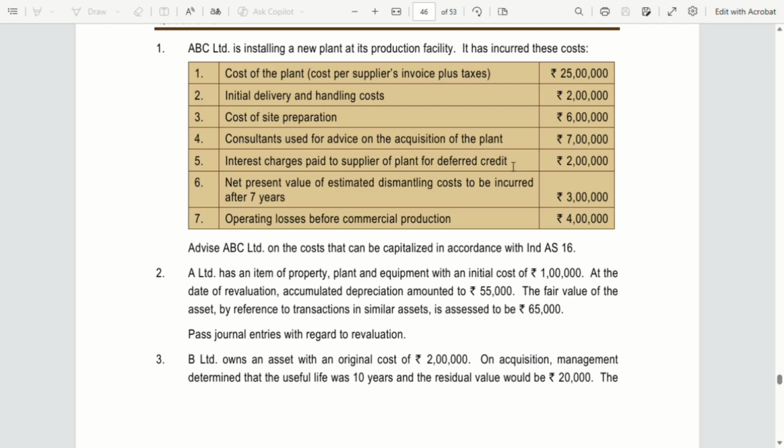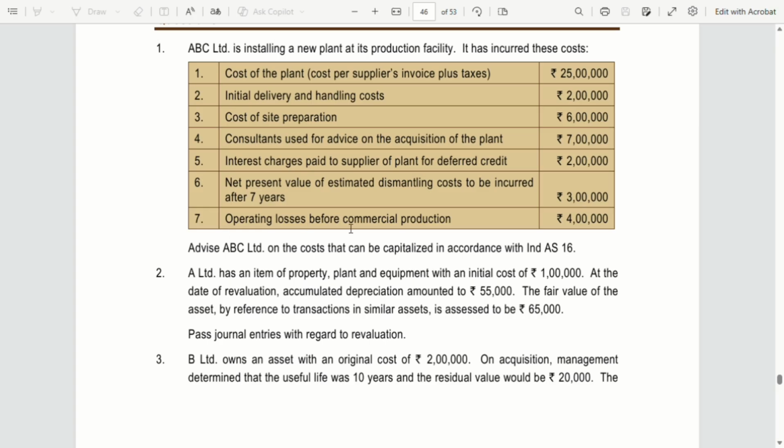Okay, so for the borrowing cost, we can include interest only if the asset is a qualified asset. Here nothing is mentioned in the question that the asset is a qualified asset, so we are going to ignore this interest. Then net present value of estimated dismantling cost to be incurred after 7 years. This is already given at present value, so we will directly take 3 lakhs.